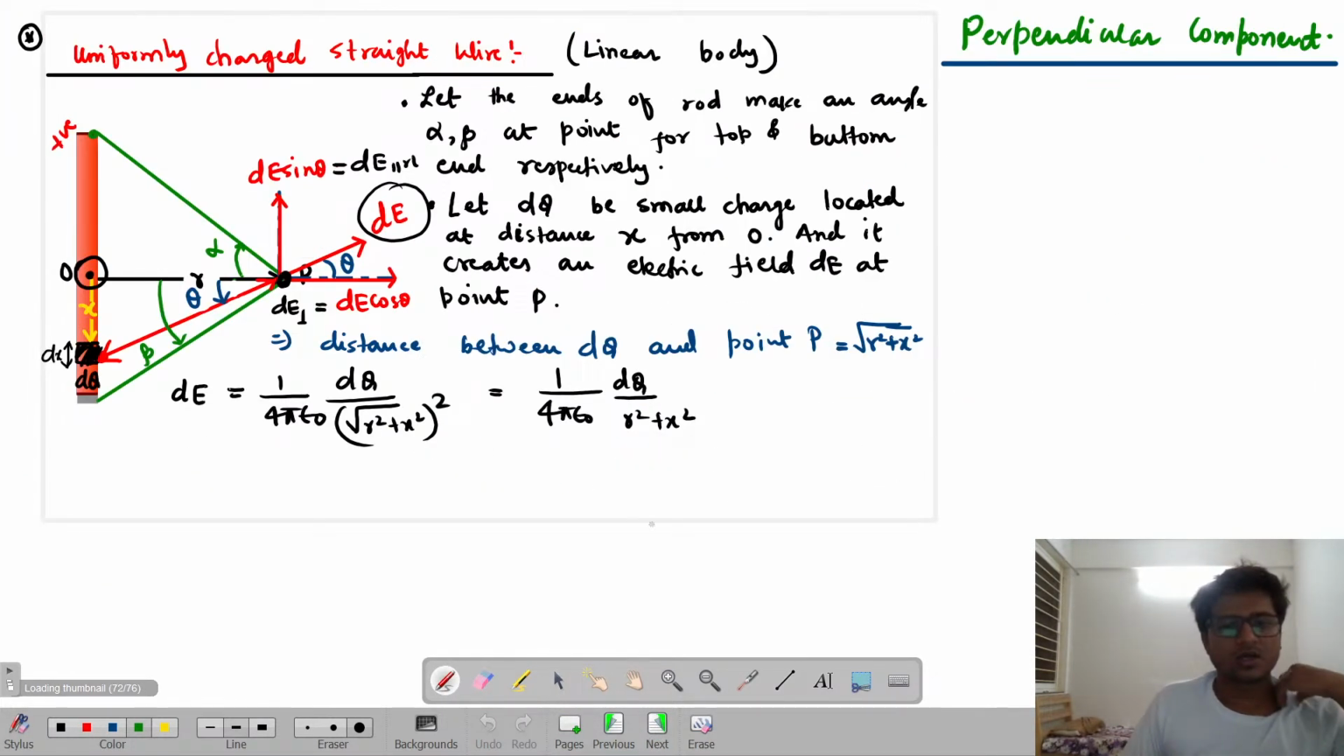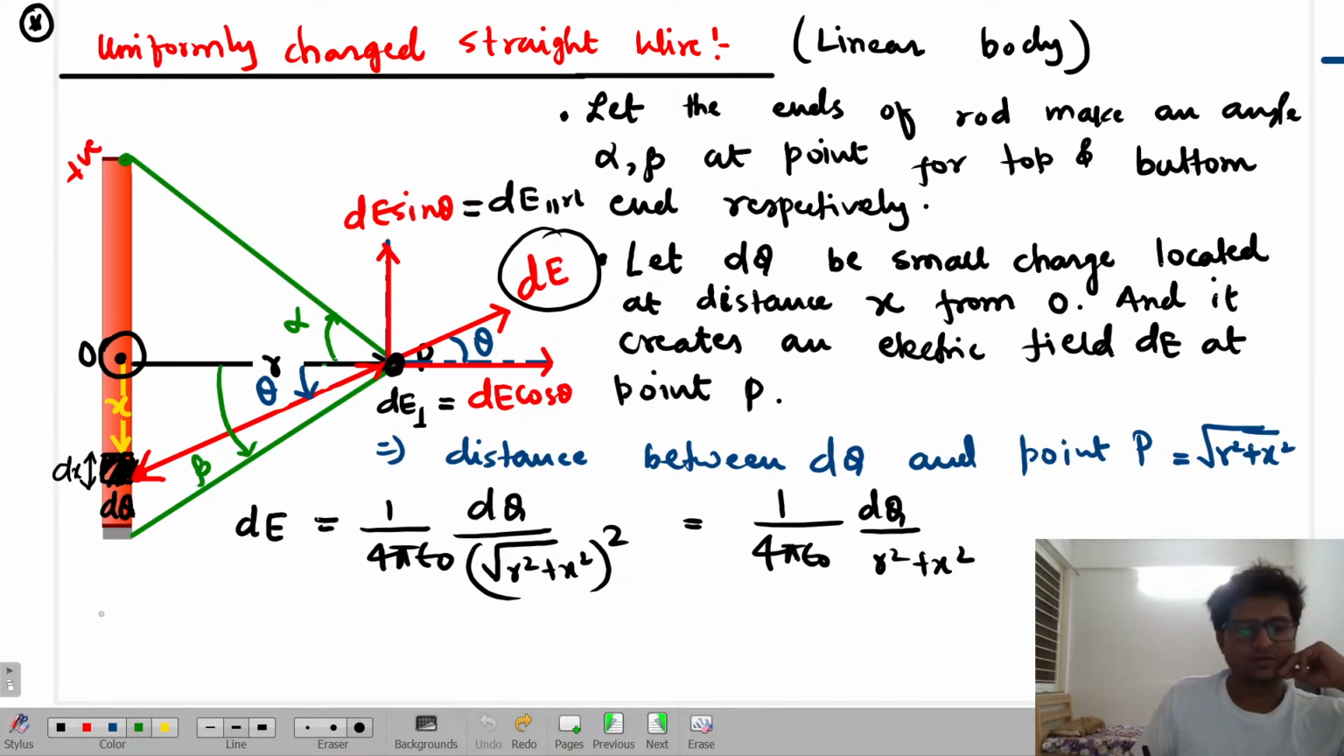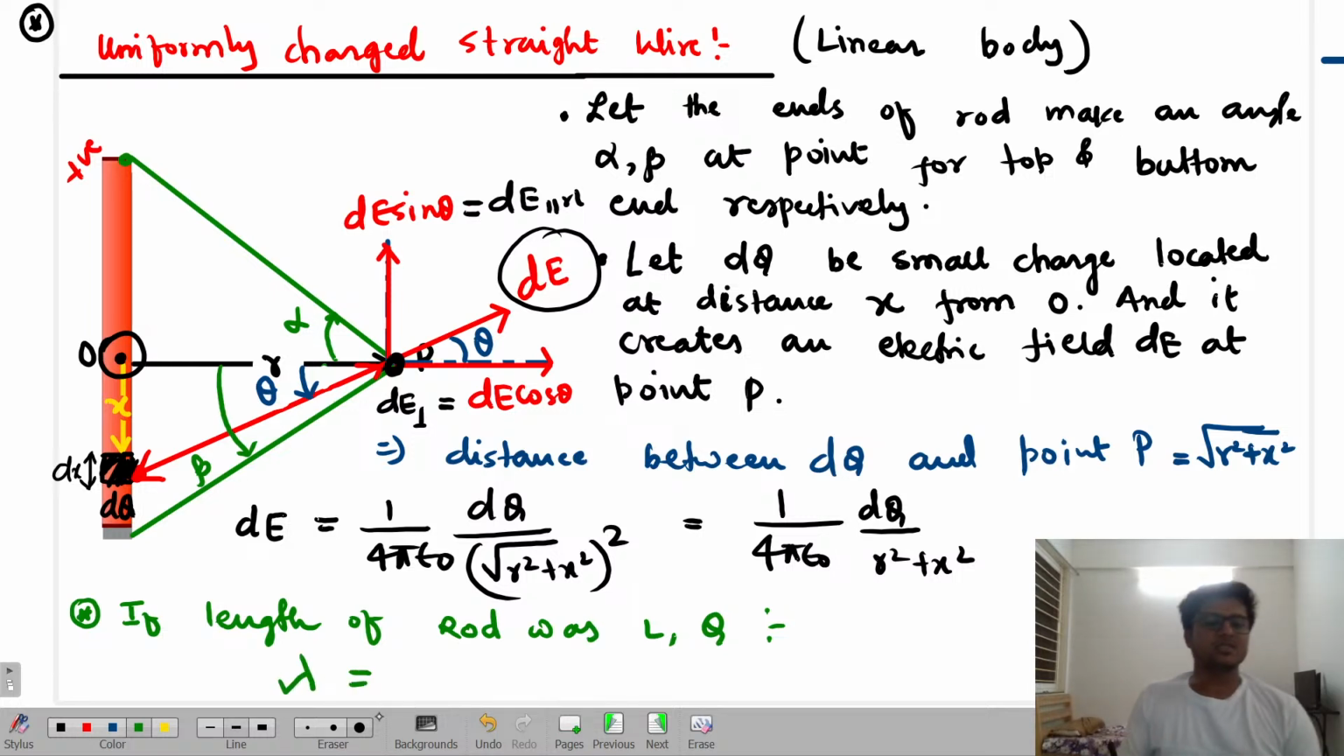Sir, suppose a rod is given, and on the rod there was already a total charge Q, and what was the length of the rod? L. Got it? So let's suppose I'm writing that the length of the rod was L and it has charge Q. Then we know that a rod is a linear body, so I can apply linear charge density directly. So what will lambda be equal to?